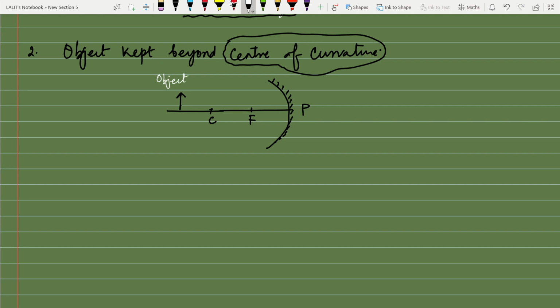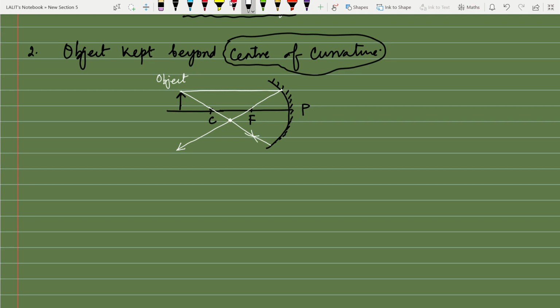So from this object, one of the rays goes parallel to the principal axis. We can use any two rules. One ray goes parallel to the principal axis and passes through this focus after reflection. You can take a second ray and pass it through the center of curvature this way. This is also a rule. If you pass the ray through the center of curvature, it would reflect back.